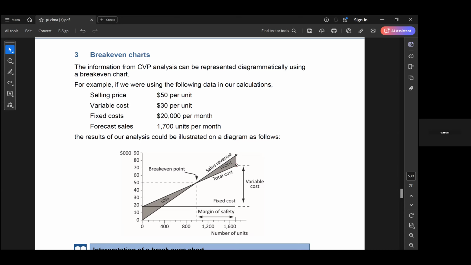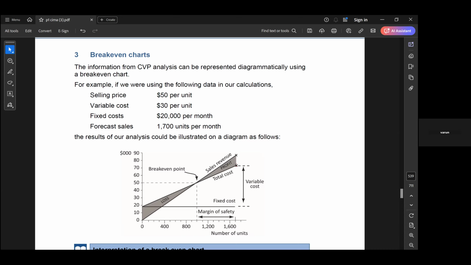Your revenue starts at zero. At zero volume, the revenue is zero. At a volume of 1,700, your revenue is 85,000. So find the point and connect them. Now you get an area here which shows a loss, because even when you have no sales, there's a cost. As revenue starts happening, the loss reduces, and at one point becomes zero. That's the break-even point. If you draw the line below here, you get 1,000 units.